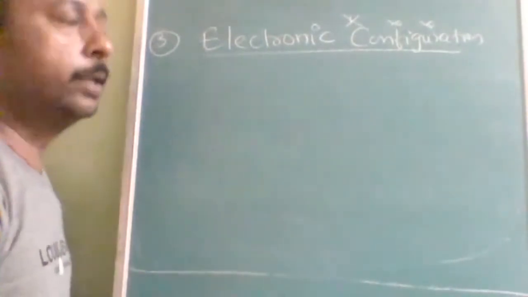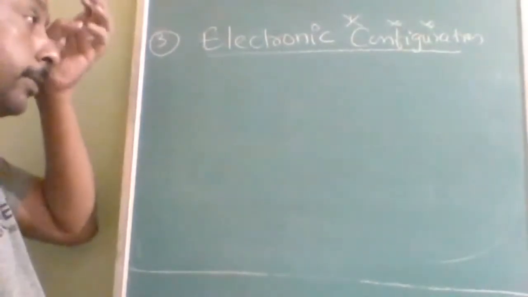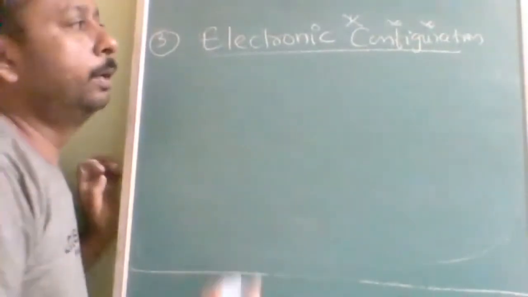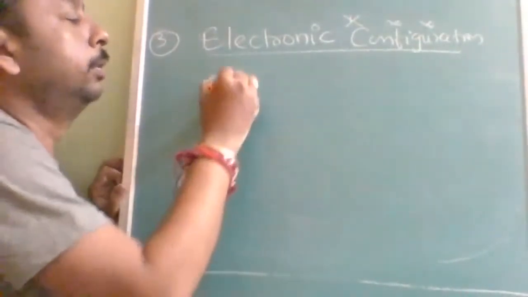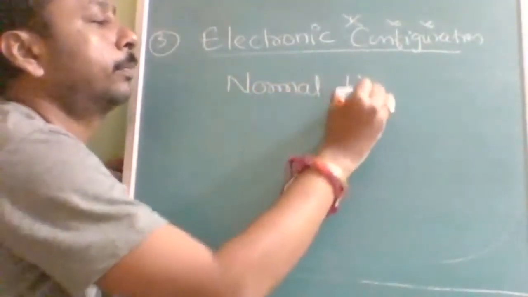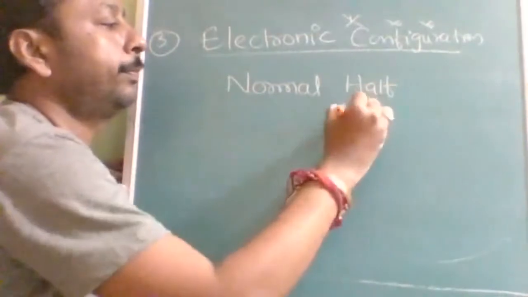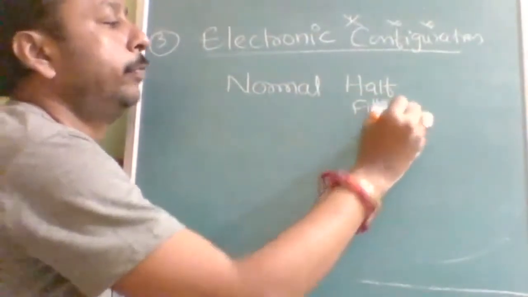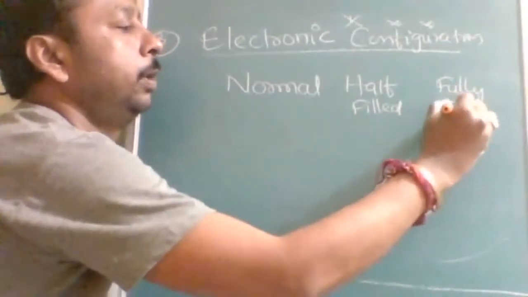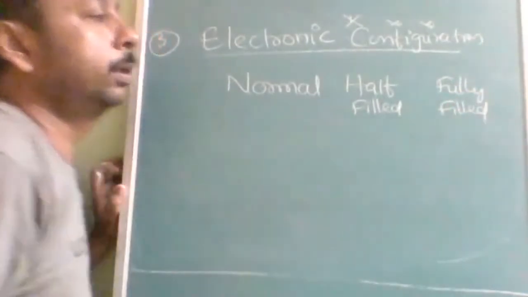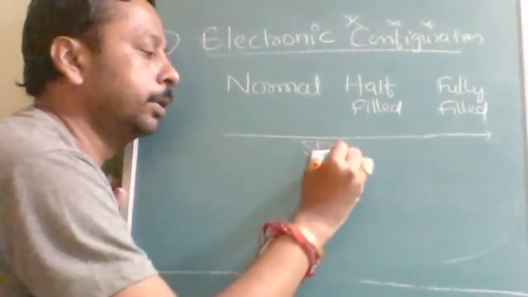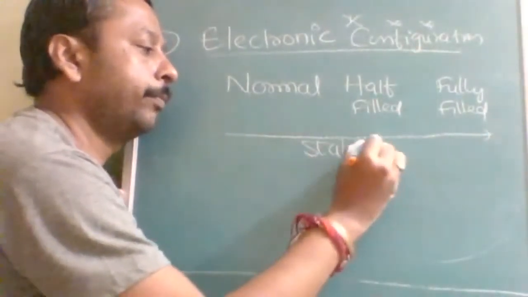Now let's see electronic configuration. There are three types of configuration: normal configuration, half filled configuration, and fully filled configuration. As from left to right, stability increases. What will increase?